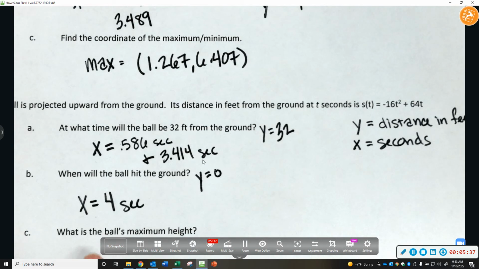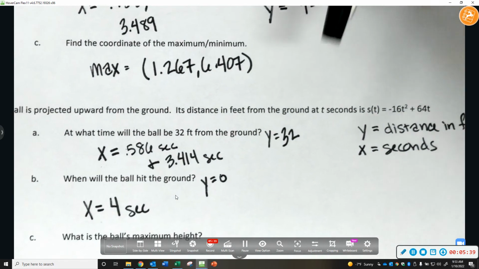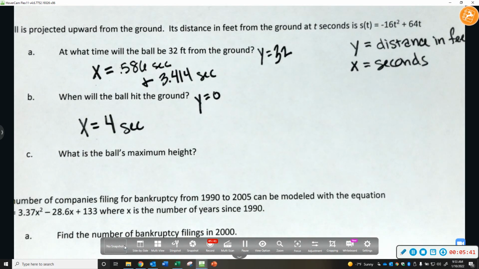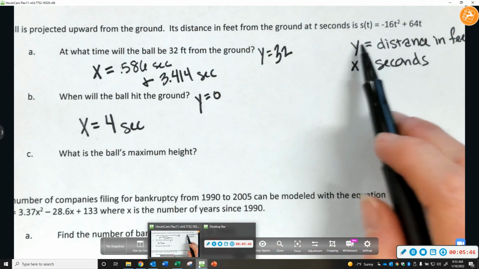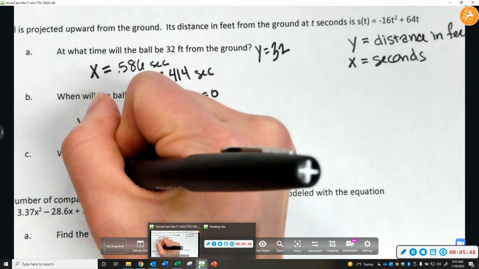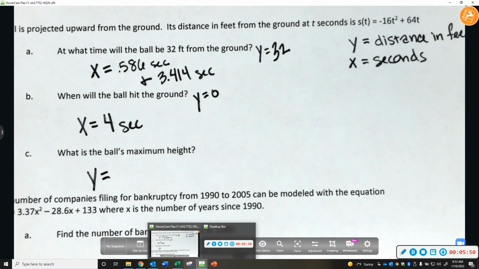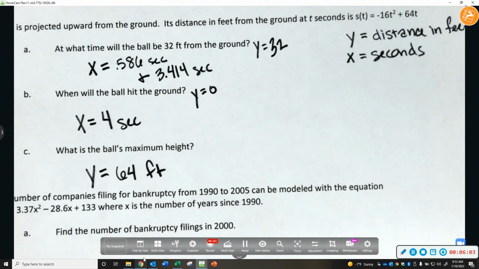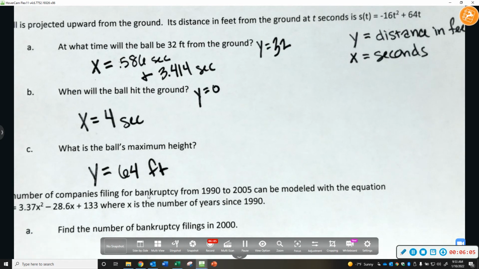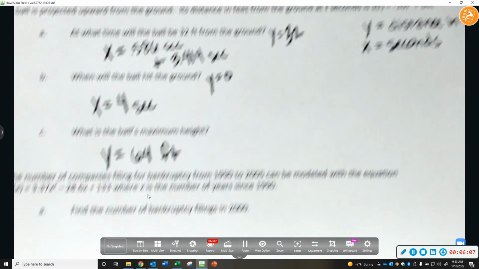And then my next question asks, what is the ball's maximum height? So maximum height, are they asking for the x or the y? Well, the height is your y. So when I look at my maximum, they're asking for my y value. So the height is going to be 64 feet. Okay.